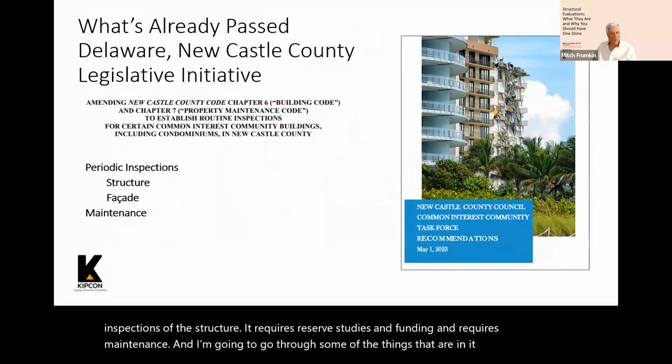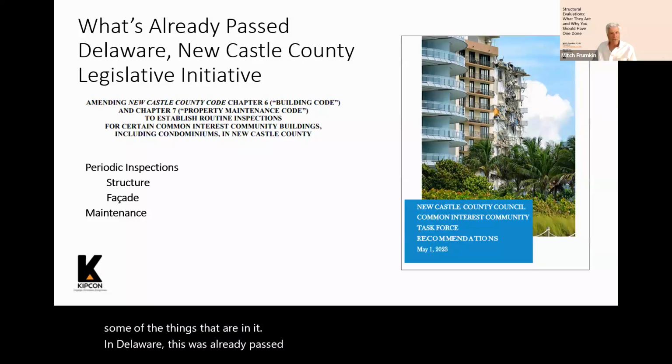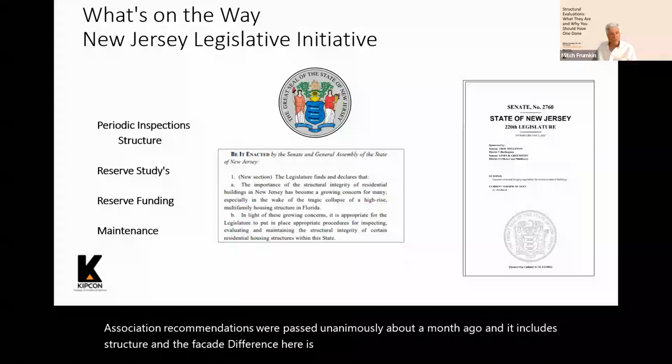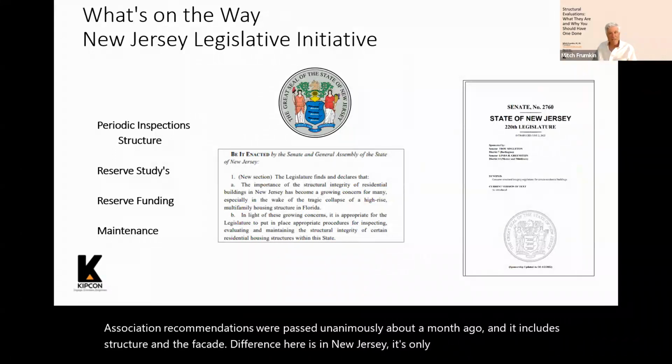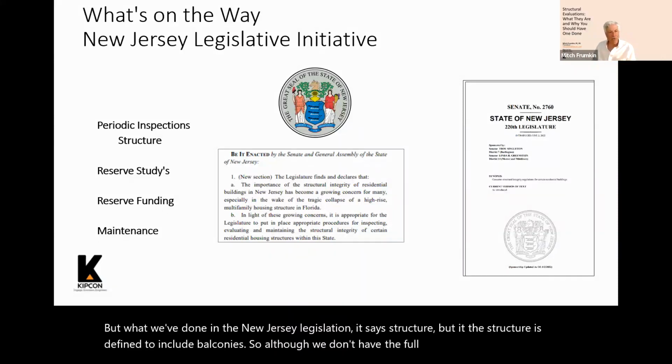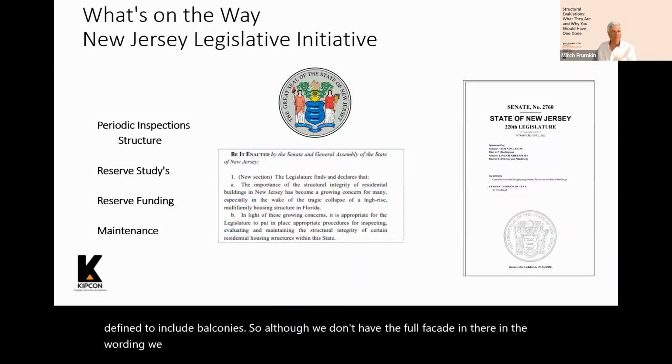In Delaware, this was already passed. Newcastle County Common Interest Community Association recommendations were passed unanimously about a month ago, and it includes structure and the facade. Difference here is in New Jersey, it's only the structure. But what we've done in the New Jersey legislation, it says structure, but the structure is defined to include balconies. So although we don't have the full facade in there in the wording, we do have balconies because that's a problem area that we talked about.